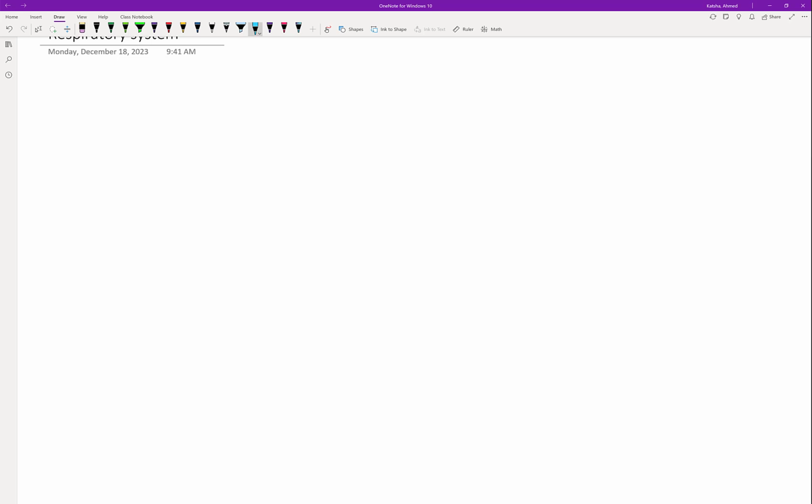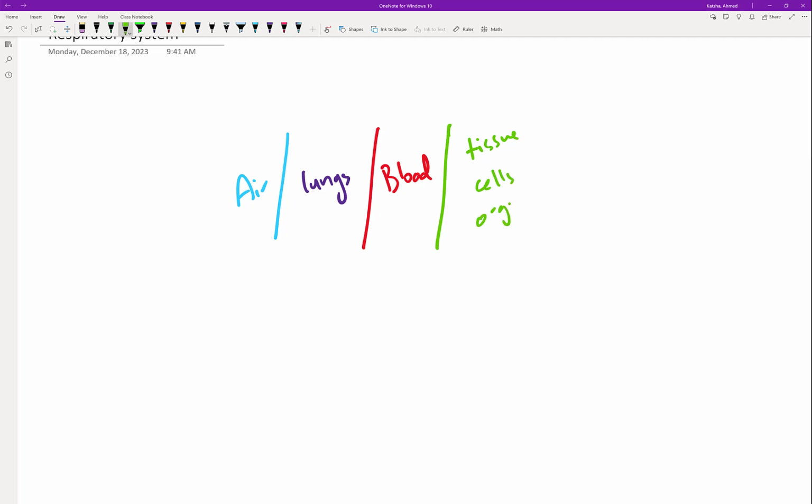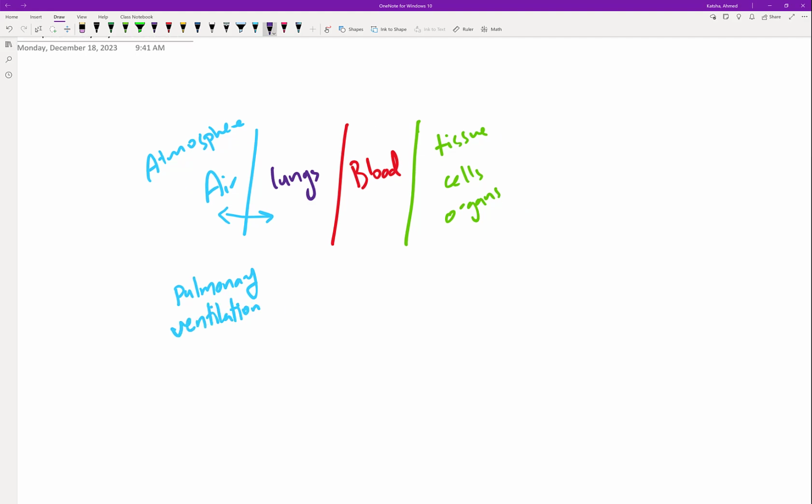So here we have the air, here we have the lungs, here we have the blood, and here we have the tissue, the cells, or the organ, whatever you want to call it. So this movement of air between the atmosphere, let's say outside or atmosphere, so we are not confused with the word air, and the lungs, this is the one happening through the nose. We call this the pulmonary ventilation. So the pulmonary ventilation is the movement of air between the atmosphere and the lungs.